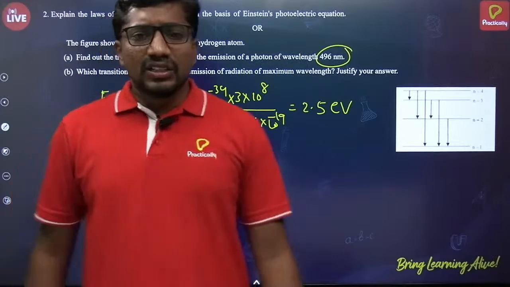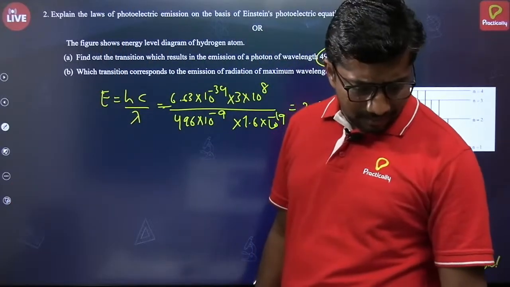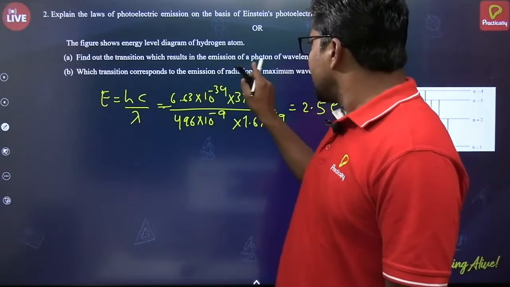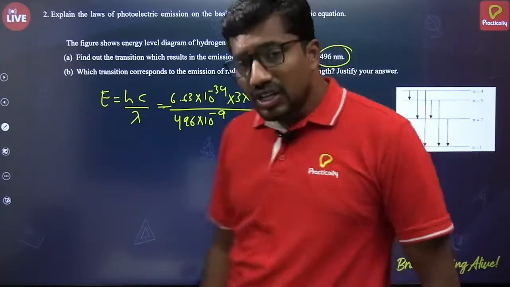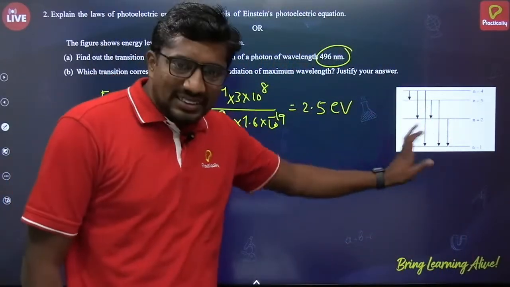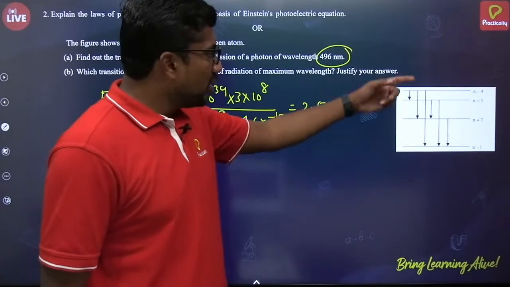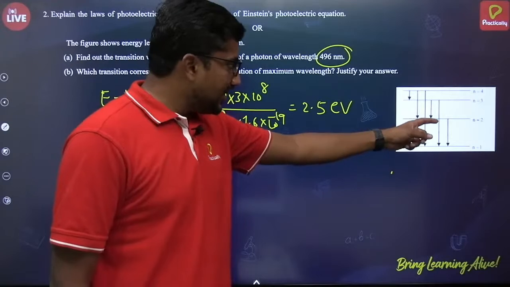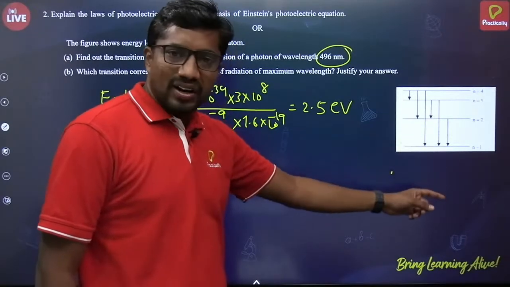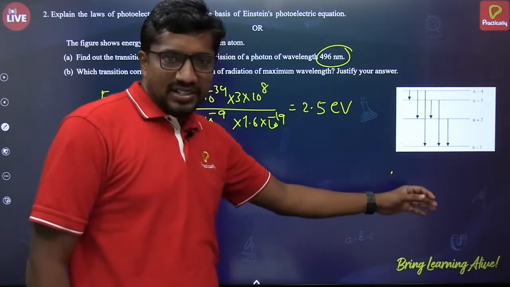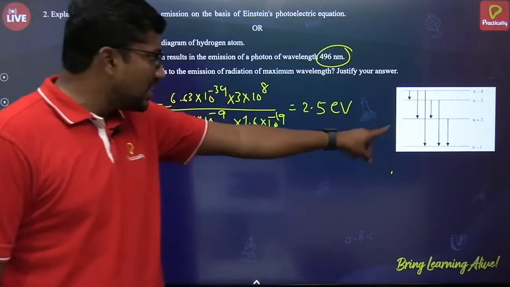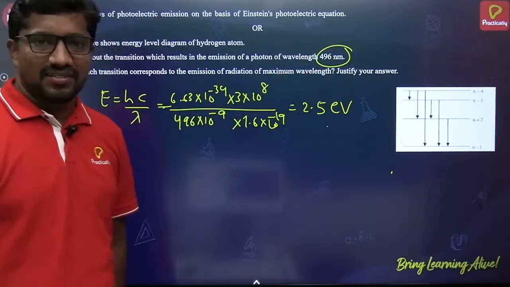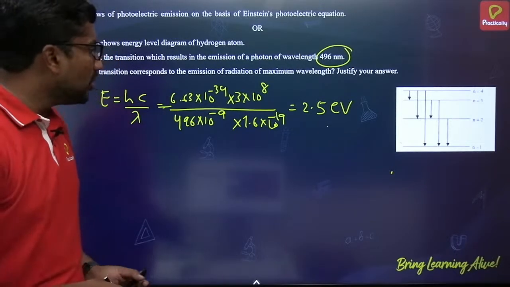All right, so now the question is to find out the transition which results in the emission of the photon of this wavelength. So we have to calculate the energy transitions here: 4 to 3, 4 to 2, 4 to 1, similarly 3 to 2, 3 to 1 and 2 to 1. After calculating those energy levels, one will match with this one. So that transition will be the answer. For that, we should know the values.